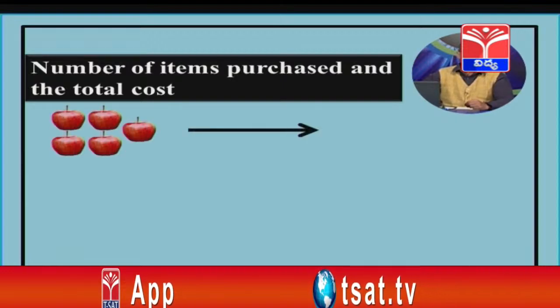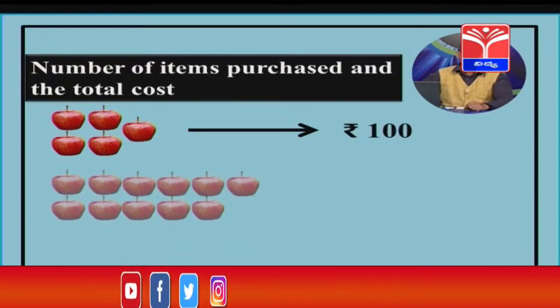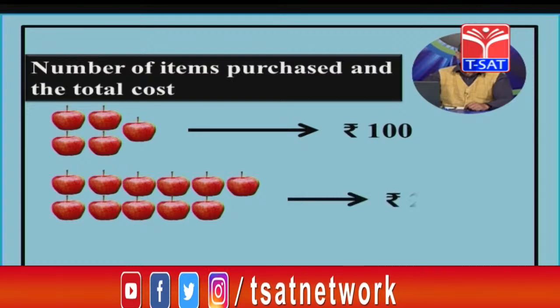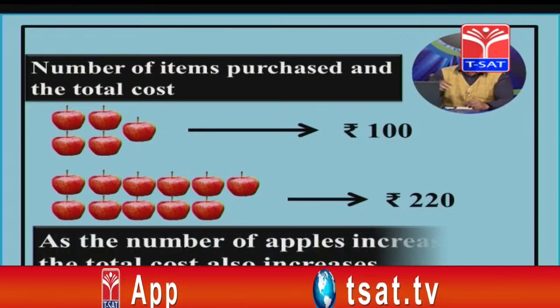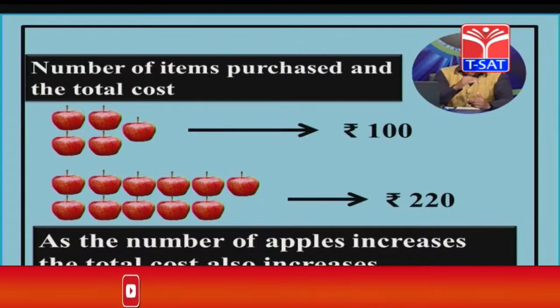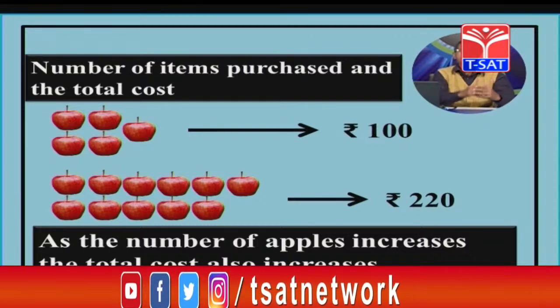So, 5 apples cost 100 rupees. Now, children, what is the cost of 11 apples? Yes, it is 220 rupees. Now, what do you notice here, children? As the number of apples increases, the total cost of the apples also increases. That means, when one quantity is increasing, the other quantity is also increasing.